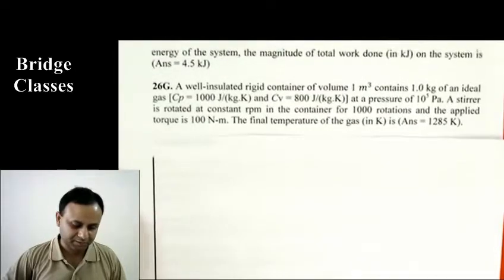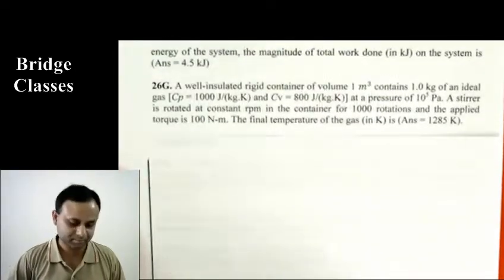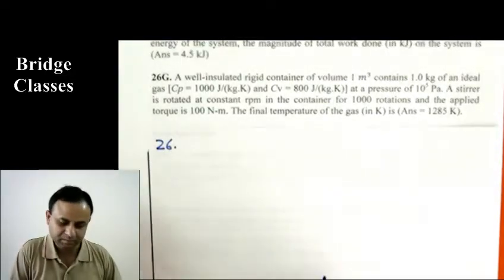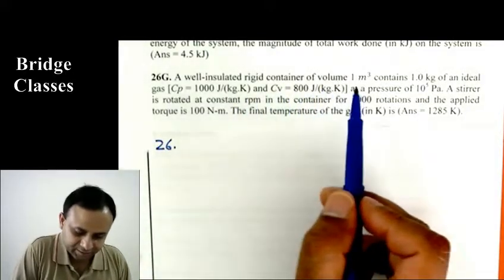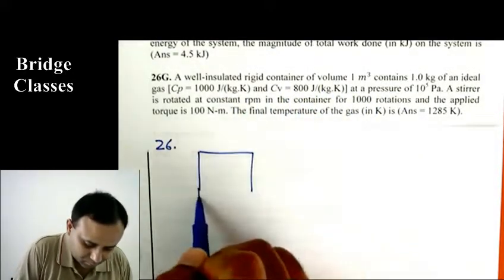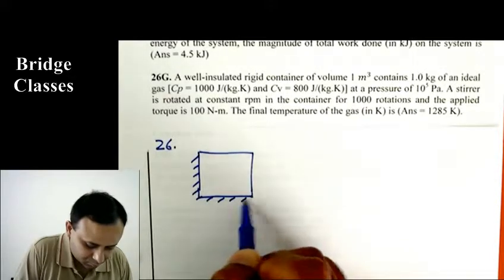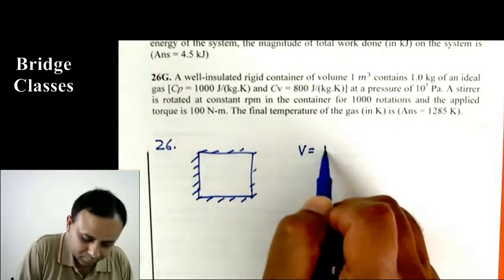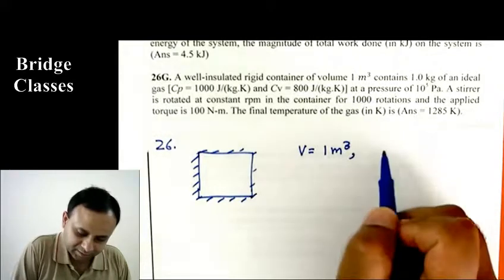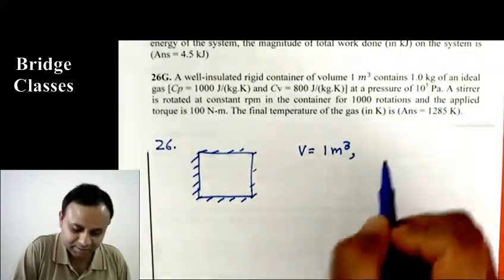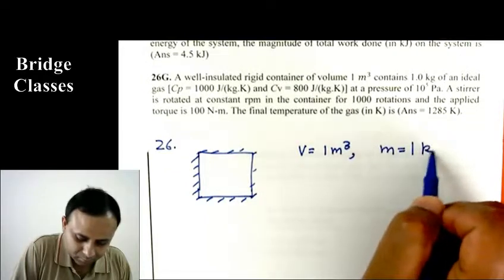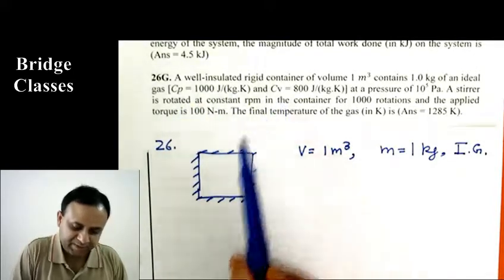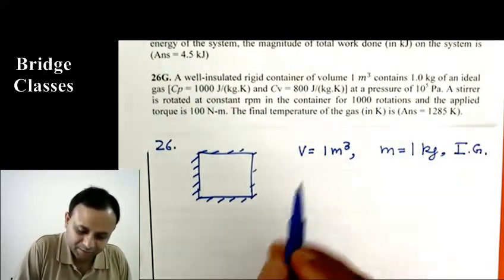Okay, let us look at number 26. This is also a GATE problem. It says a well insulated rigid container, insulated, of volume 1 cubic meter. It contains 1 kilogram of an ideal gas. So it's an ideal gas. And we are given Cp and Cv, at a pressure of 10 to the power 5 Pascal.